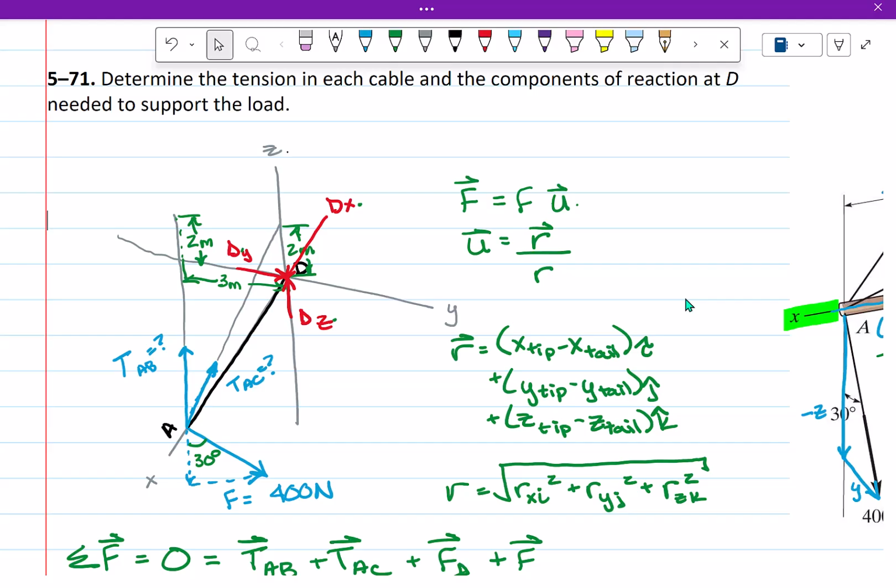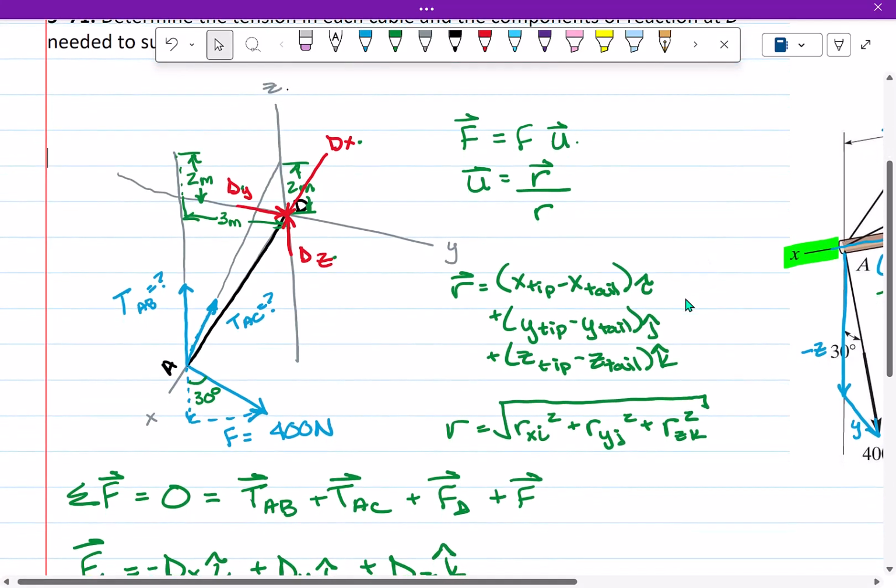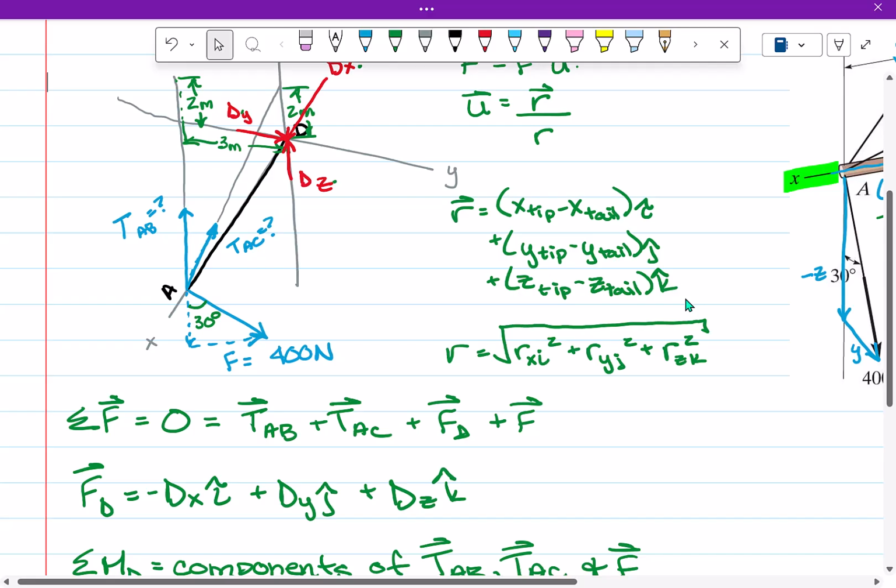We know that to calculate a vector F, we can multiply the magnitude of F times the unit vector u. We also know that we can find the unit vector u by taking the position vector, which is the coordinates of the tip minus the coordinates of the tail, divided by the magnitude of the position vector. So the position vector r is equal to x tip minus x tail in the i direction, y tip minus y tail in the j direction, and z tip minus z tail in the k direction.